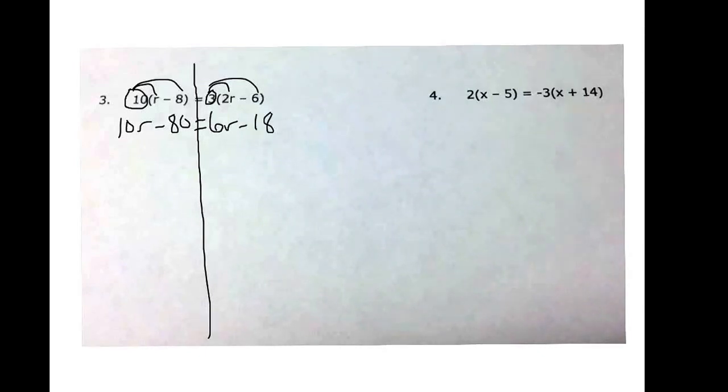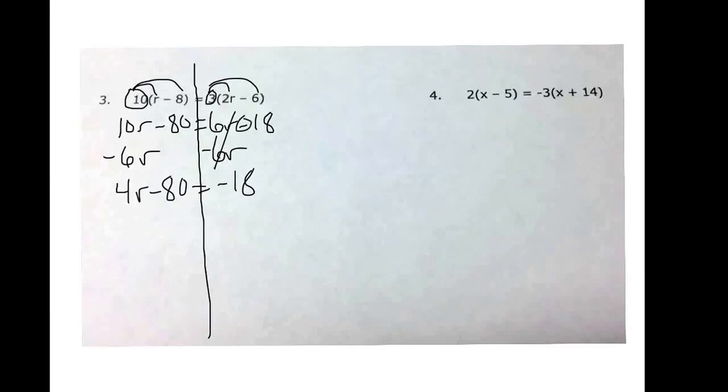Okay. My next step from the previous slide was to get all my variables on the left. So I don't want this 6r here, so I'm going to take it away. Minus 6r. Line it up under there. 10r minus 6r is 4r. Minus 80 equals, they cancel on that side, negative 18. Make sure you take that negative with the 18. Then I want all my numbers on the right. So I want to get rid of this, so plus 80, that cancels. I have 4r equals negative 18 plus 80. Negative 18 plus 80 is 62.